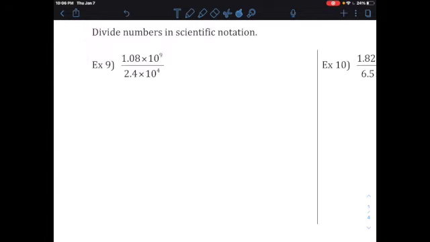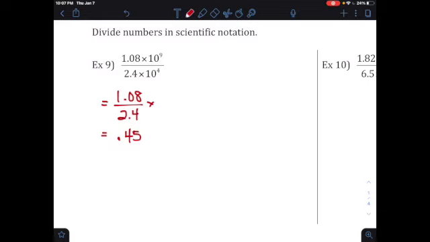Okay, for example number 9, divide numbers in scientific notation. I want you to think about it as 1.08 divided by 2.4. All right, take your calculator and divide that part first. Eventually you can put all this in one step, but I want you to divide in your calculator, and this is 0.45. Then what you're going to do is take your 10.